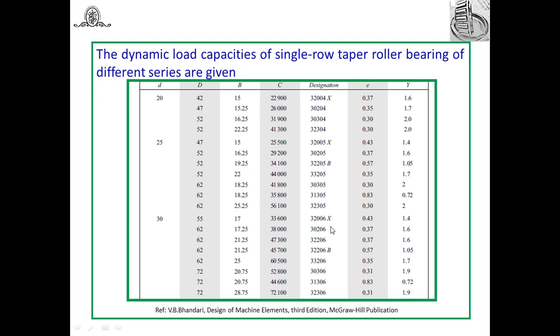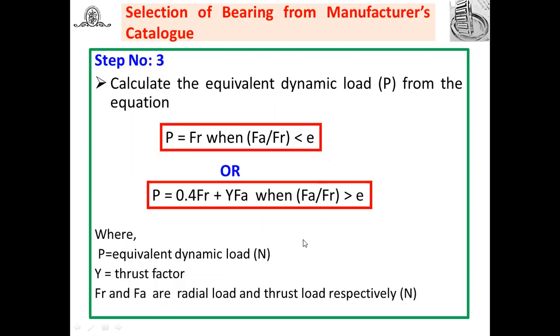That's why here you have to refer to the chart to get the values of e, Y, C. Why is this chart important? Because to find out the equivalent dynamic load, e plays an important role. Based on that e, we have to use the different equations. Now in step number 3, let us calculate the equivalent dynamic load. Here in a deep groove ball bearing, we have used P is equal to FR or P is equal to X FR plus Y FA equation. But in this case, the equation is different for this taper roller bearing.